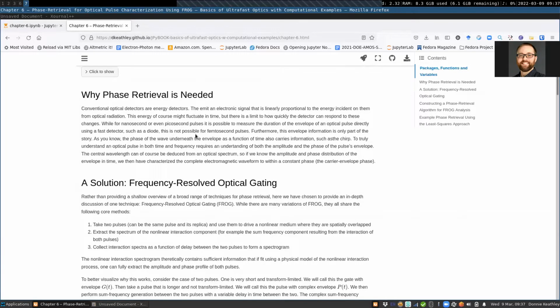So let's start with our discussion a little bit more broadly. Getting away from FROG specifically and talking more broadly about why phase retrieval is needed at all. This goes back to our very first discussions on ultrafast optical pulses and how we denote them mathematically as having an envelope that is complex, and it has both amplitude and phase terms. And we've learned through all of our discussions to date that the amplitude and phase are both critical to describing an optical pulse.